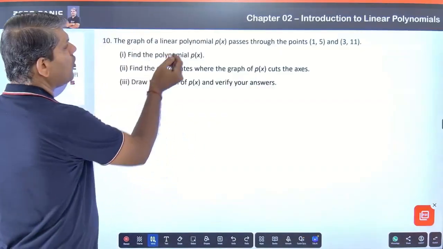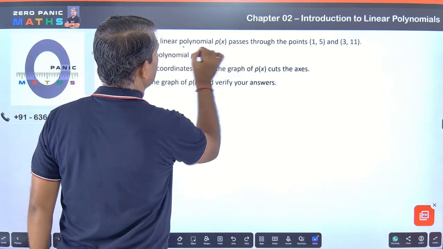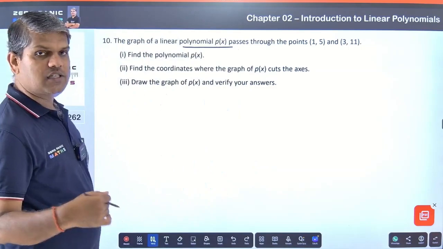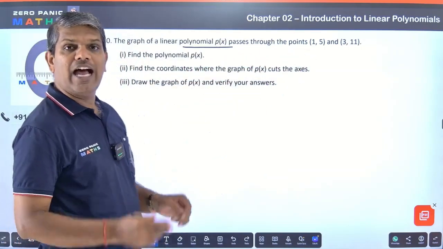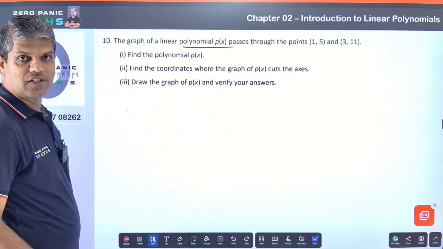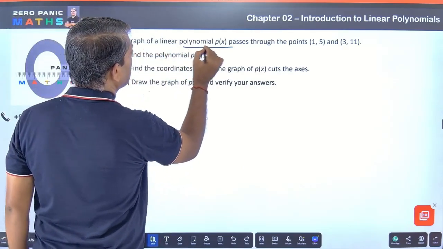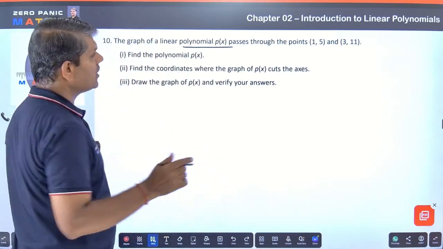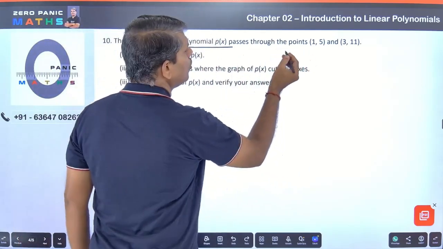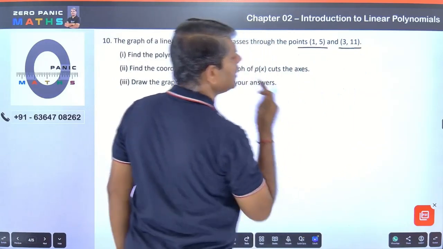So in this problem also, if you see, we have to derive this polynomial p of x theoretically first with the given coordinate points, and then we have to draw the graph and verify our answers. Okay, let us read the problem carefully. The graph of a linear polynomial p of x passes through two coordinate points. Those are (1, 5) and (3, 11).